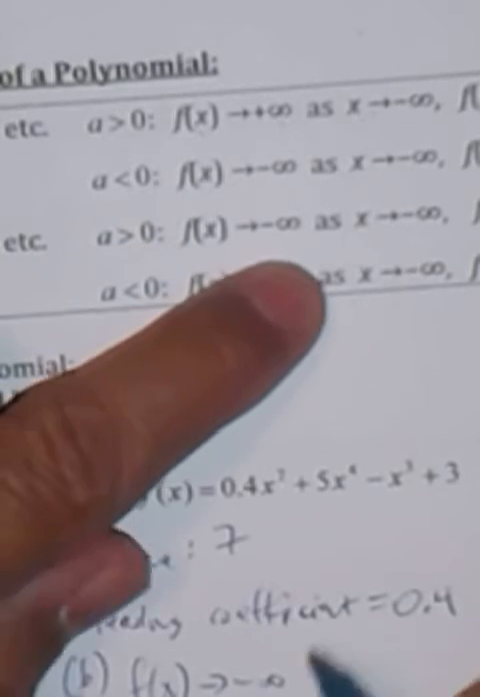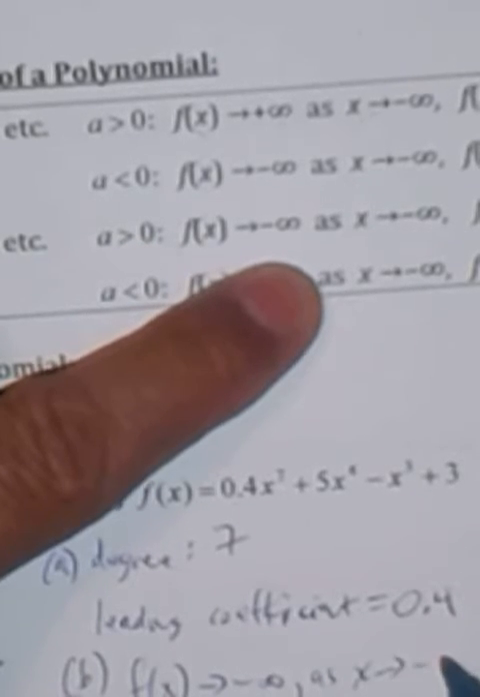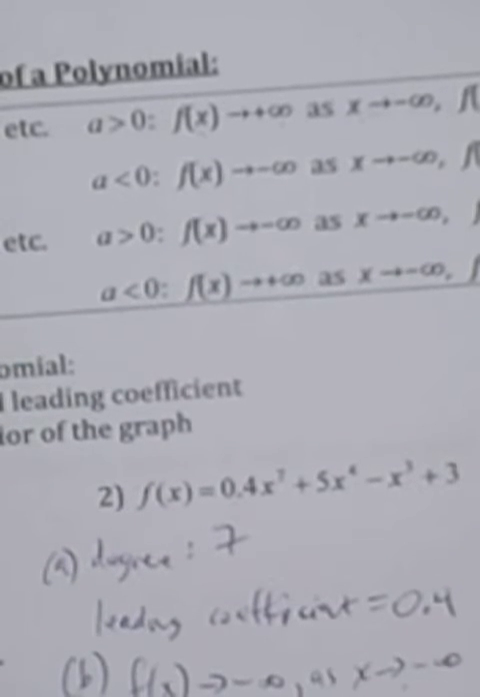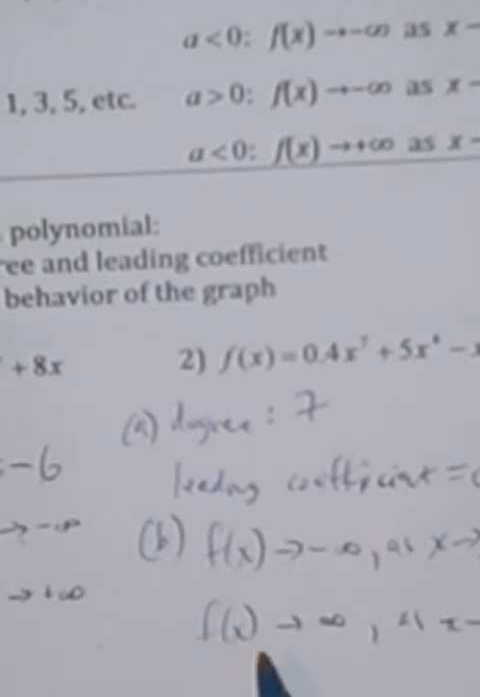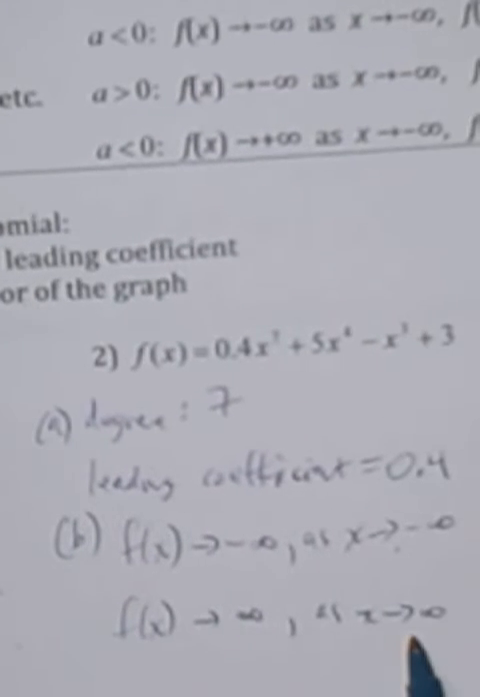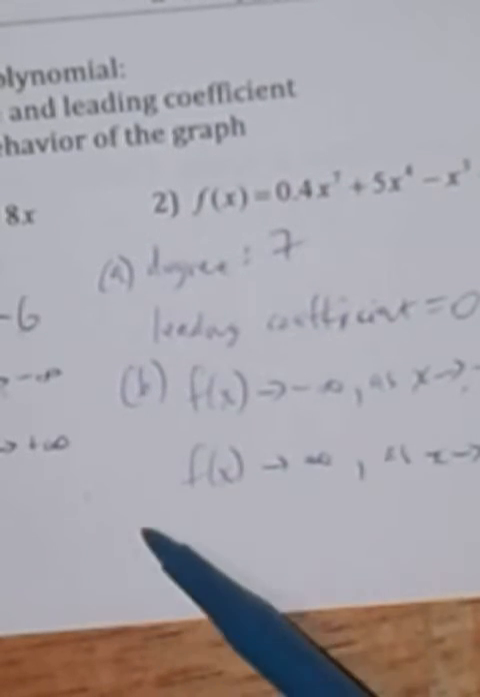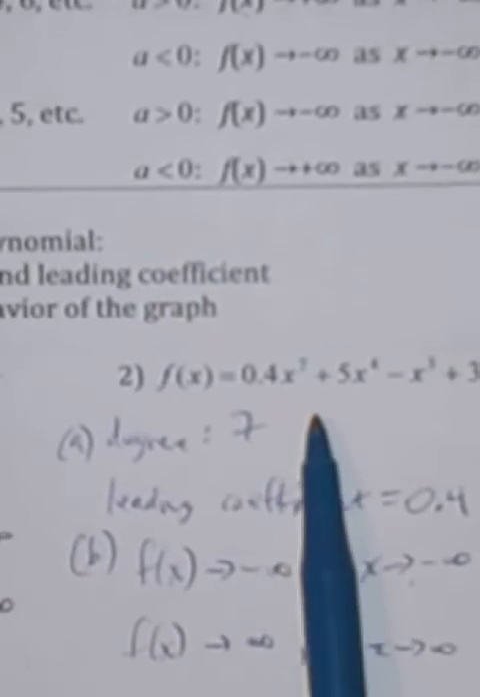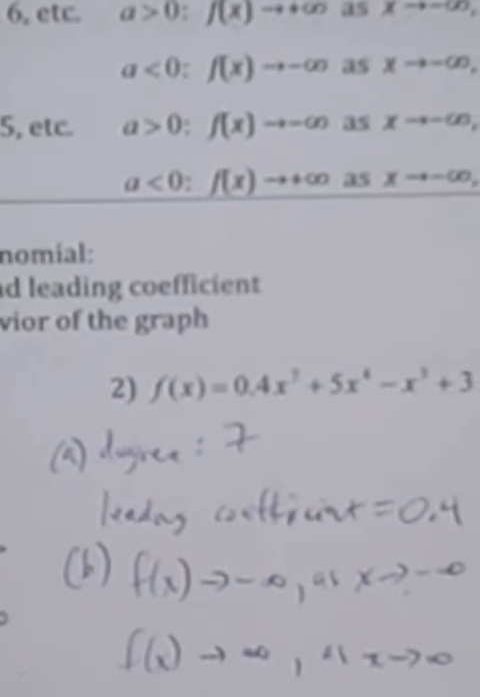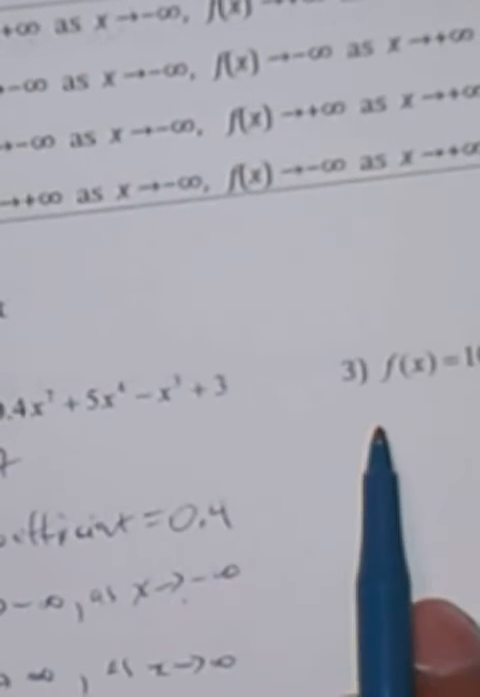approaches negative infinity as x goes to negative infinity. Okay, that means that on the left hand side, y is falling over here. And f of x approaches positive infinity as x goes to positive infinity. Okay, so that means y is climbing to the right. Yeah, and in general, y is climbing to the right. It's going to be going up that way. Just might have a few turning points. Okay, in this case, it might have 6 turning points. All right, we'll leave number 3 for class, and we'll discuss these further also.